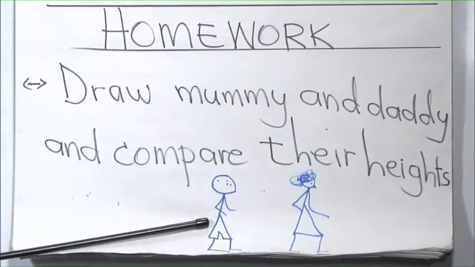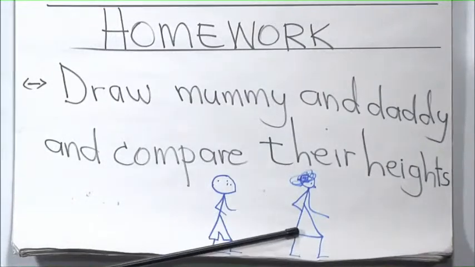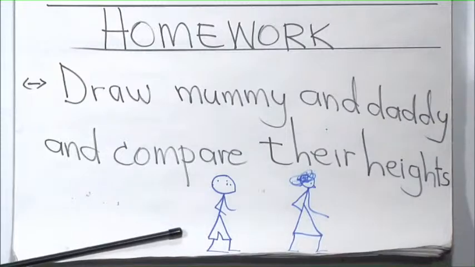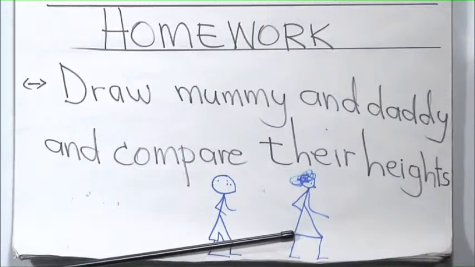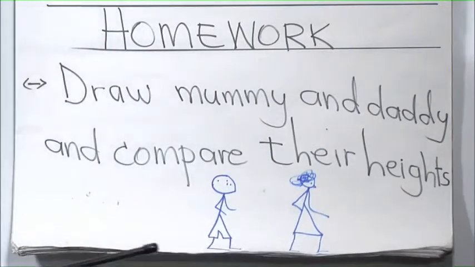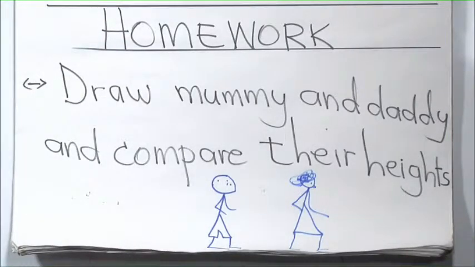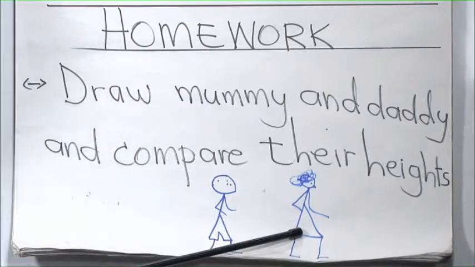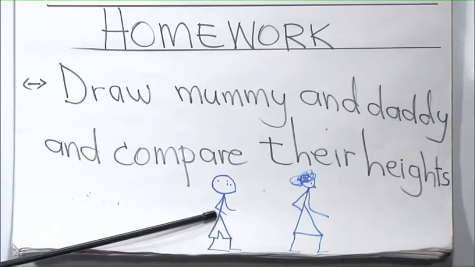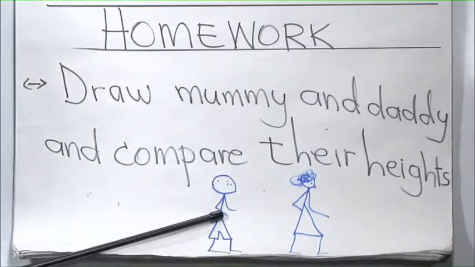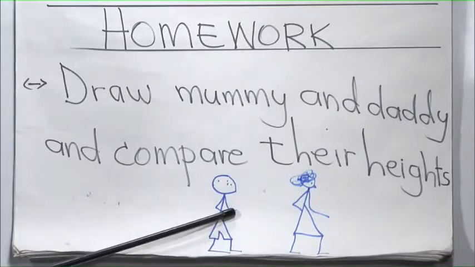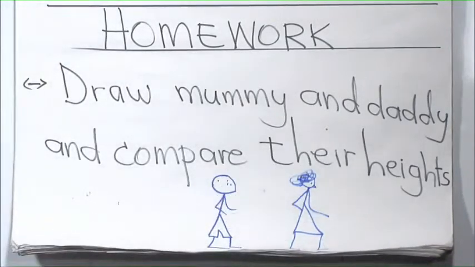This is daddy. This is mommy. Let's compare daddy and mommy. Who is taller? Daddy and mommy. Who is taller? Good. Mommy is taller than daddy. And daddy is also what? Shorter than mommy. Good.